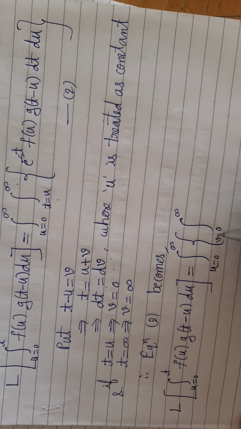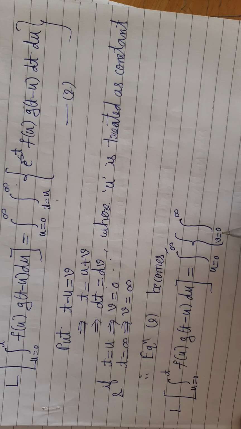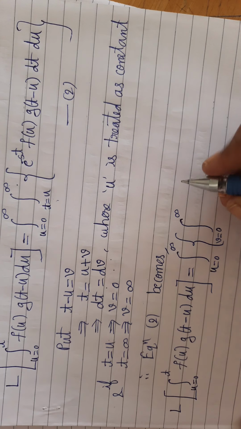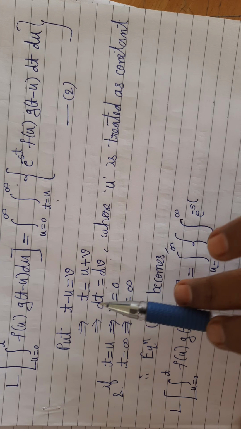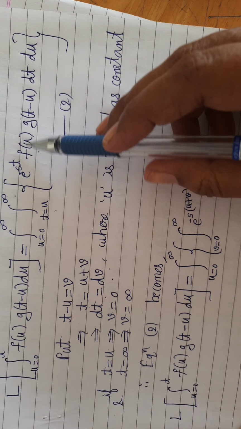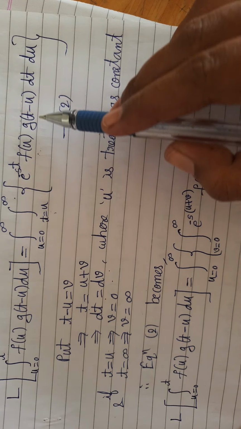This is v equals to, because you have changed t minus u in terms of v. So v is from 0 to infinity. Next, e to the power minus st. E to the power minus s as it is, put the bracket, t is u plus v. So in the bracket you write u plus v into f of u. This is as it is, f of u into g of t minus u.